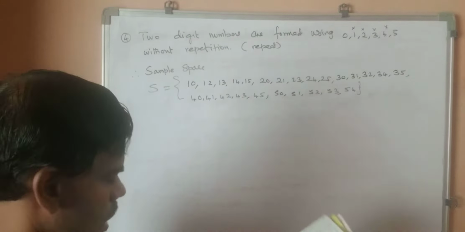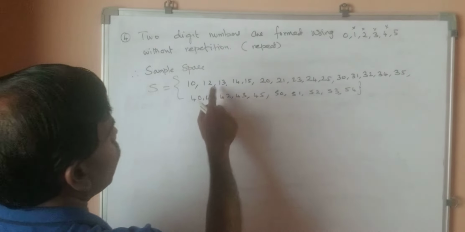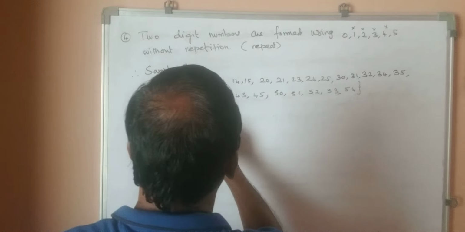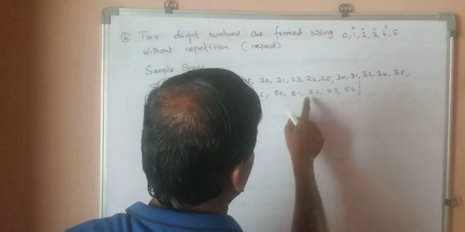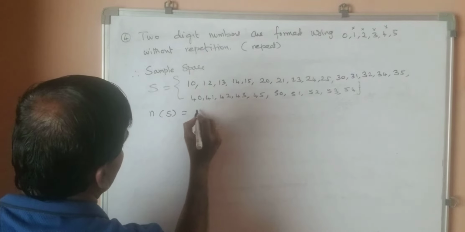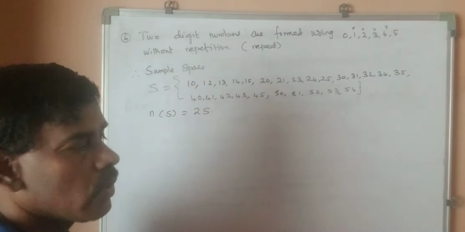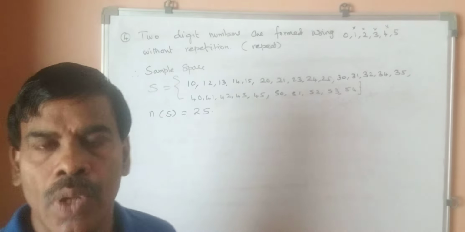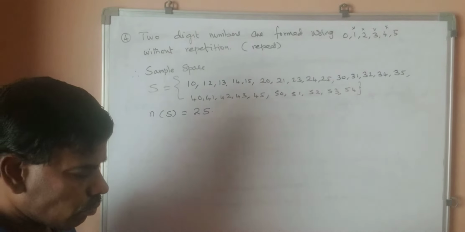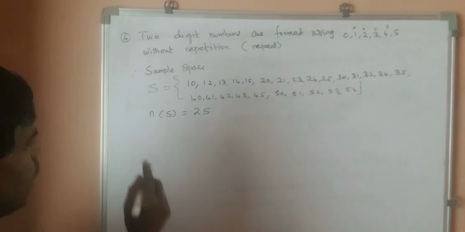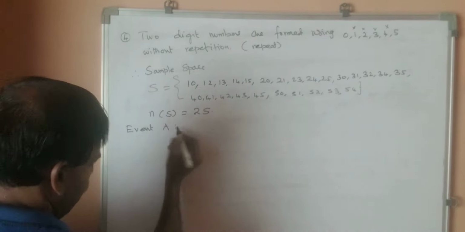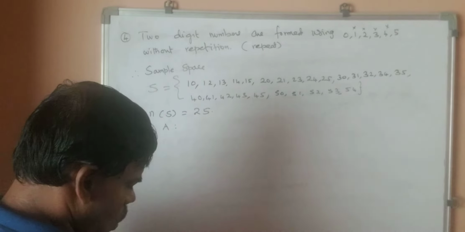Now, how many are there? Just see, 1, 2, 3, 4, 5, 6, 7, 8, 9, 10, 11, 12, 13, 14, 15, 16, 17, 18, 19, 20, 21, 22, 23, 24, 25. So, sample points equal to 25. So far it is very good. Now what we are going to do? Sum. Event A: the number formed is even.